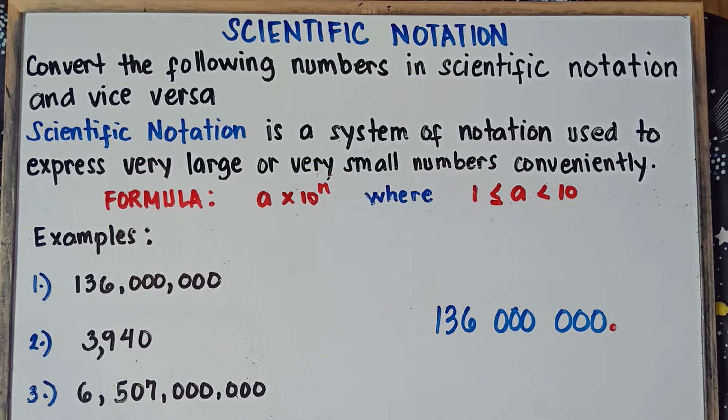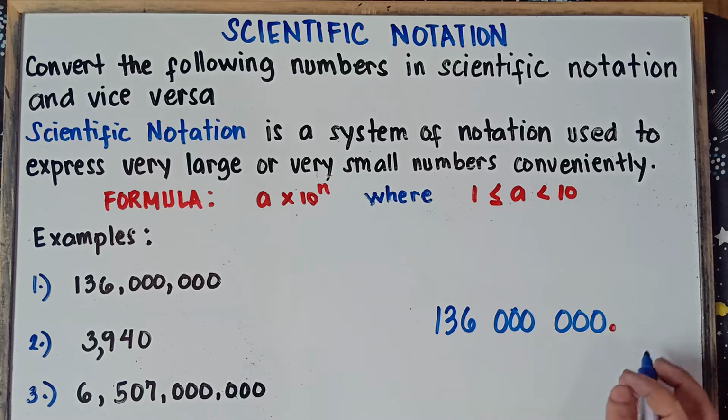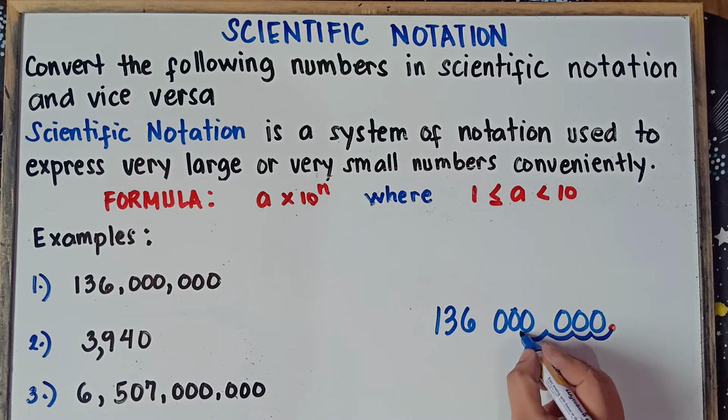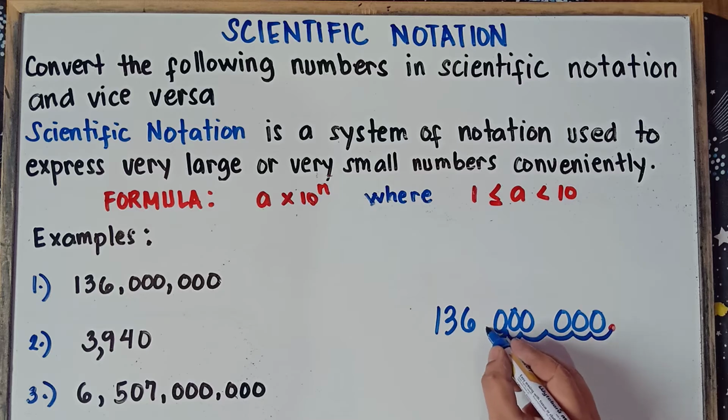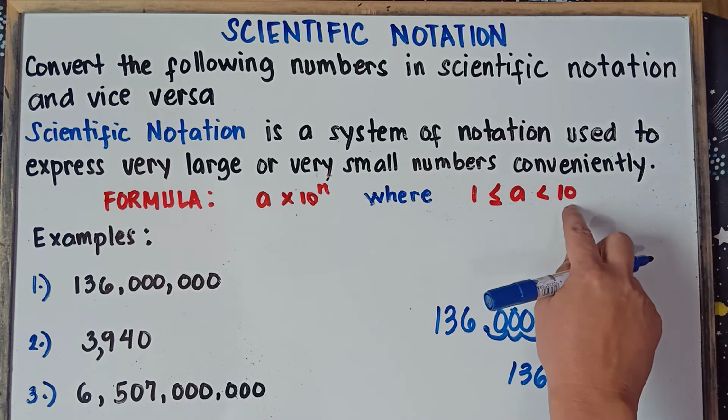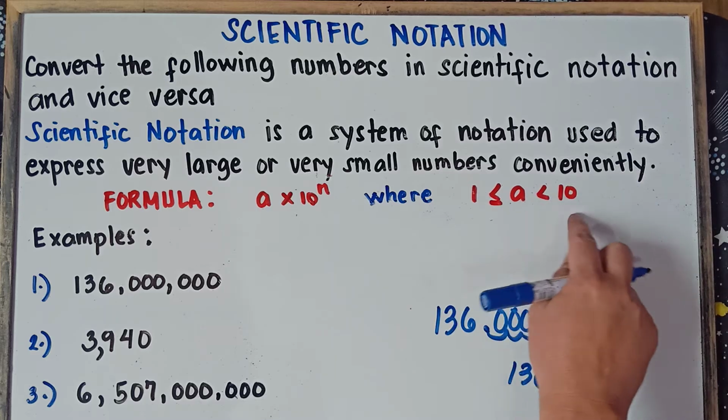Now, we need to move the decimal point from right to left as many times as needed until we get the value of a. So, let's move this from right to left. 1, 2, 3, 4, 5, 6. If we stop at this point, between 6 and 0, 136 is greater than 10. We cannot have this as the value of a because the value of a should be less than 10.